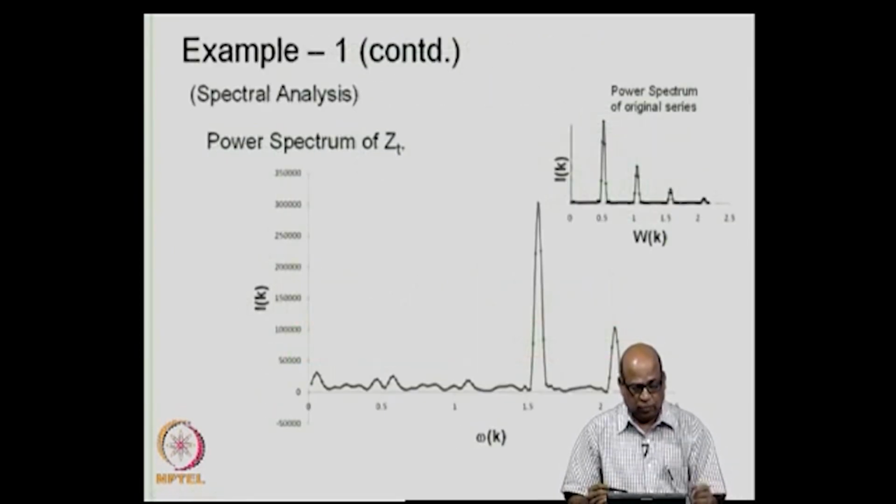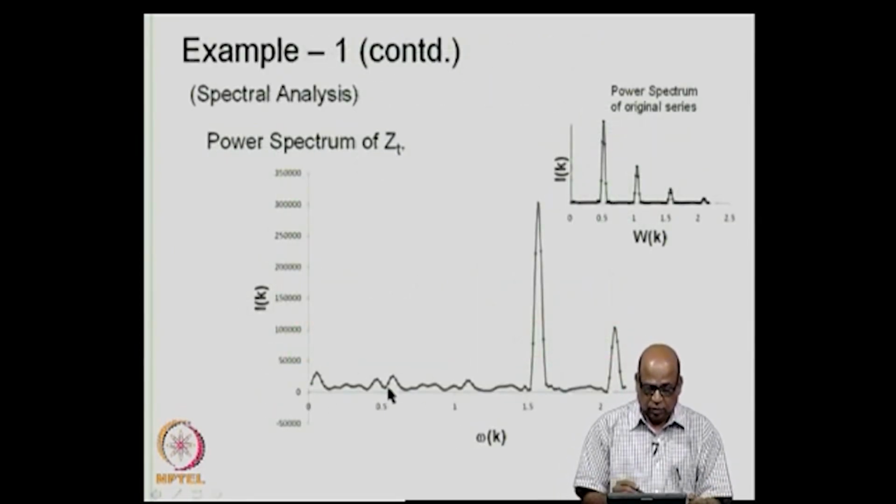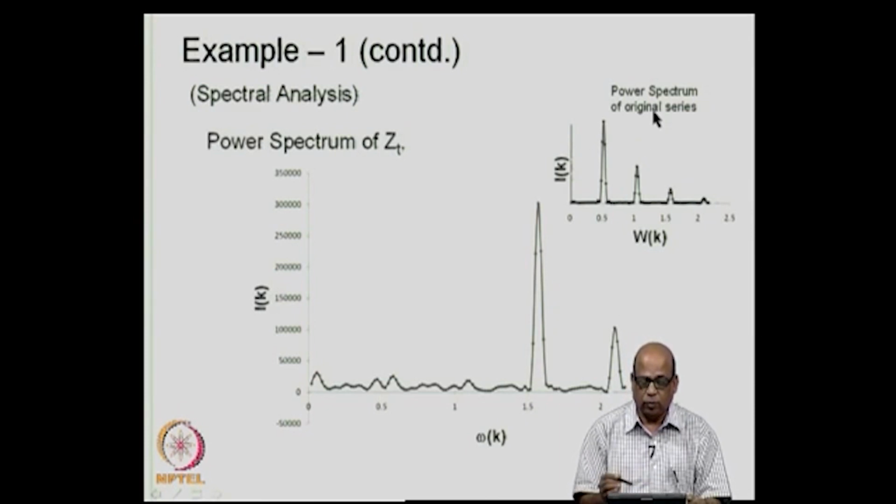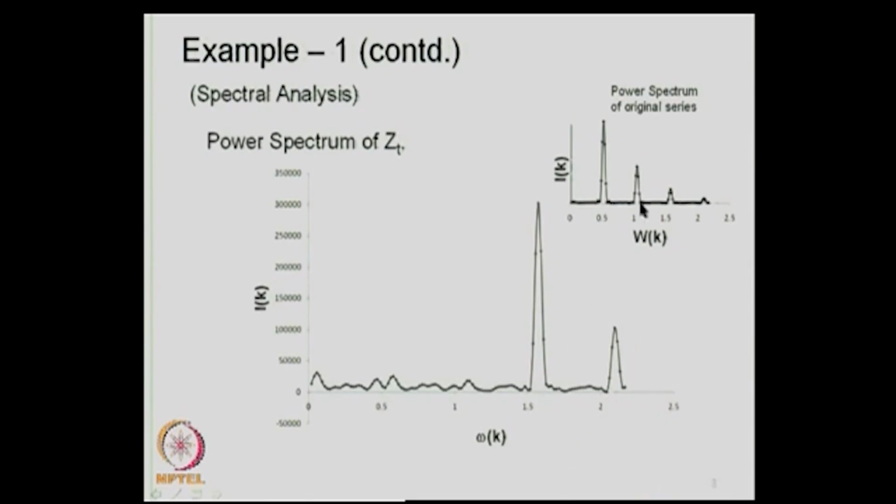So, let us see how it looks. As you can see here, this is the power spectrum for the original data, and this is the power spectrum for the z t, which is the transformed data in which the first two periodicities from the original data have been removed. So, you had periodicities near 0.5 and near 1.1, and those are absent here. These periodicities have been removed. This was for 12 months, this was for 6 months, and 4 months and 3 months.